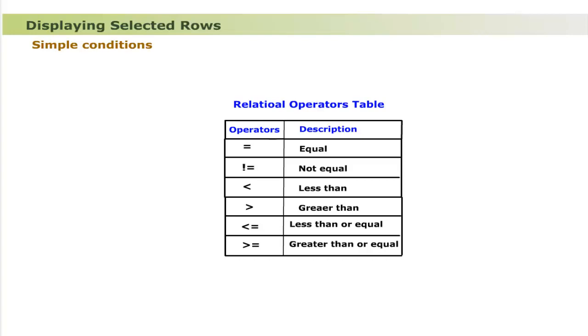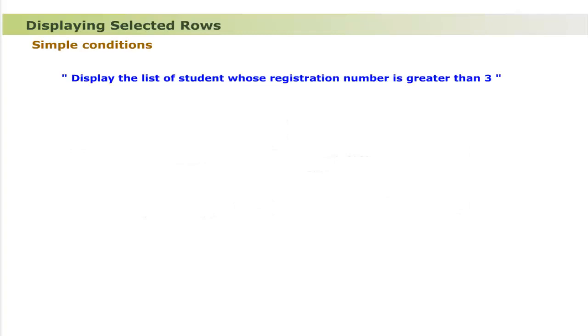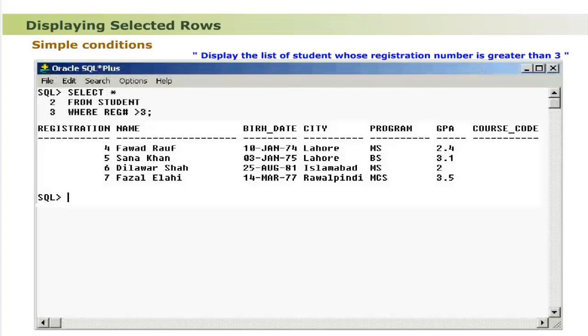Dear learners, consider the table student for given rows. Let us discuss some queries using simple conditions. The query is: display the list of students whose registration number is greater than 3. The select command applied is. The output of this command is.